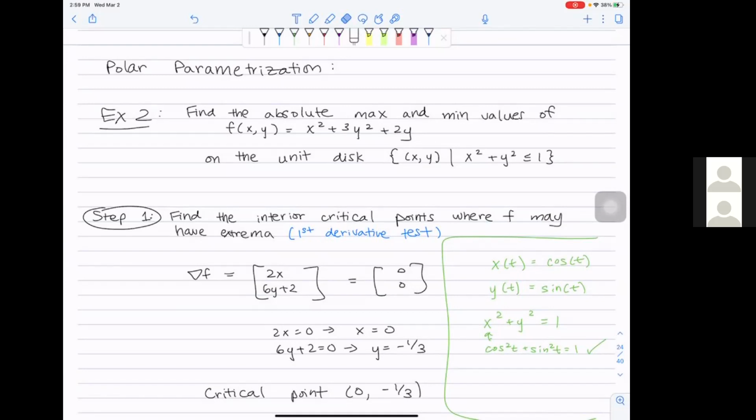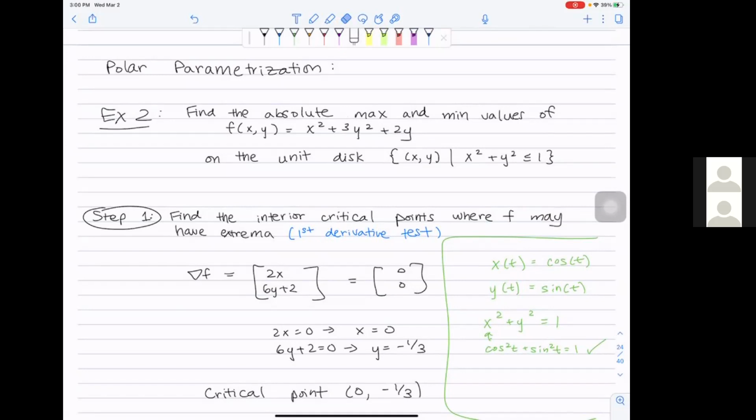Because you get 25 cosine squared t plus 25 sine squared t equals 25. You could also think of it as, if you didn't know, divide everything by 25, and then we get the same column as what I just said before. So it's just like the 9.